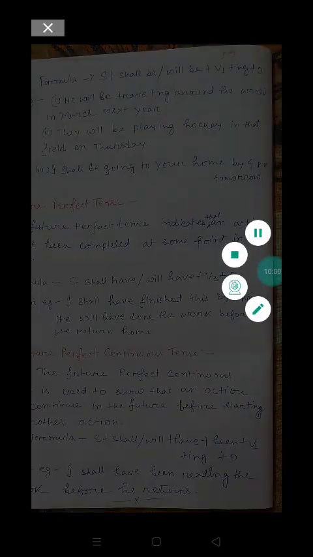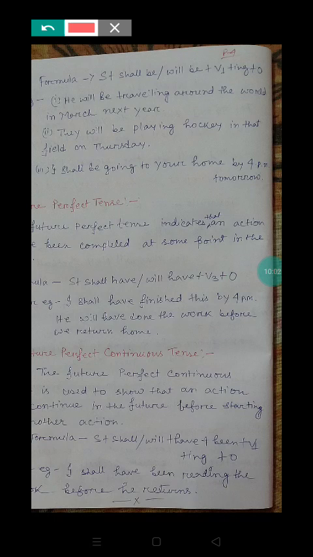He will be traveling around the world in March next year. So he is the subject, with he I have to write will be, then travel V1 with ing, both together have made traveling, and around the world in March next year is the object. Similarly they will, according to the formula will be, then play verb 1 with ing, both together have made playing, hockey in that field on Thursday, it is the object. Similarly I, with I I have to write shall be, then go verb 1, then ing, then to your home by 4 p.m. tomorrow, it is the object.